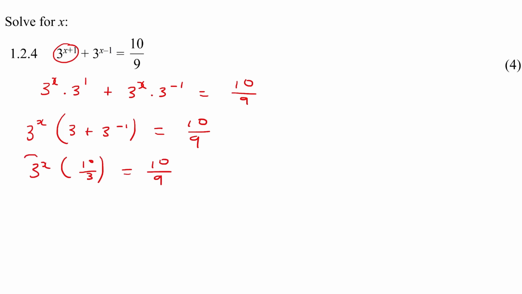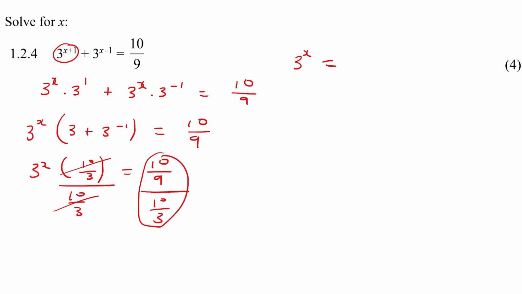I would then get this by itself. The way that I would do that is I would divide both sides by 10 over 3, and so these would cancel, and so you're left with 3 to the x equals. Now this you can just type on the calculator, and it's just going to give you 1 over 3.